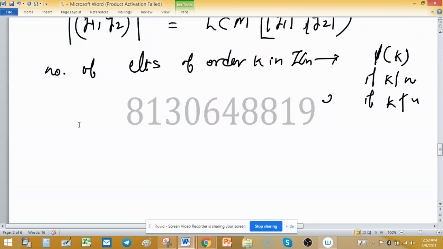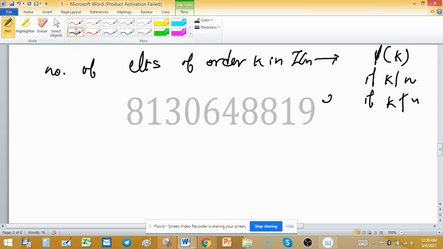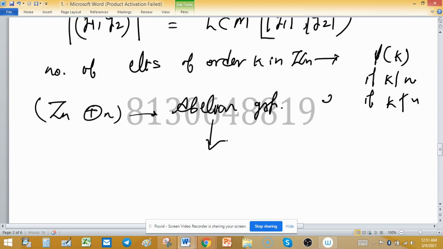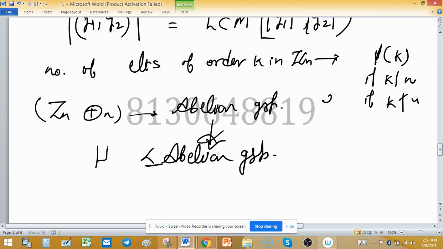Now important is, as we define, Zn is a group with addition modulo n. This is an abelian group. Every subgroup of an abelian group is a normal subgroup. Suppose any abelian group and its subgroup H, then H must be a normal subgroup.